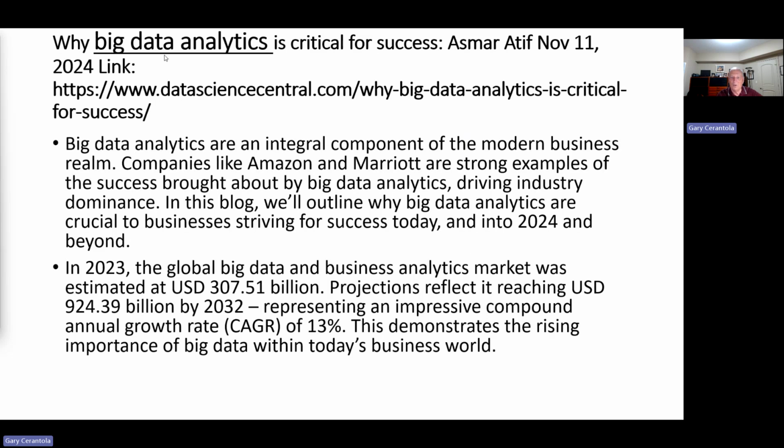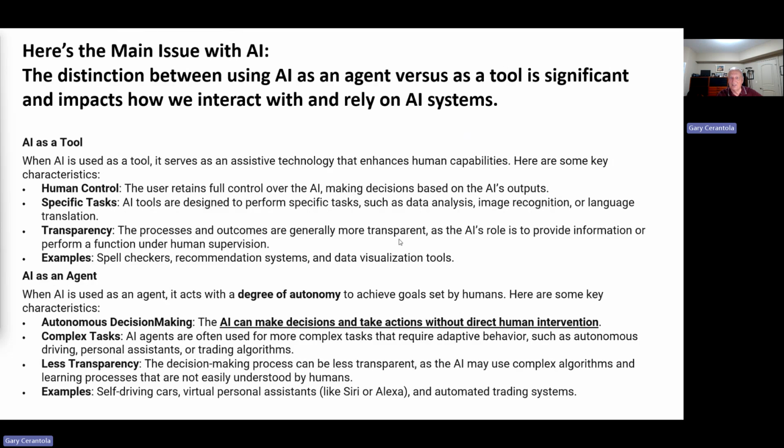So here's the thing about big data analytics. Why is it so much of a concern? You can see the growth statistics in this article, and the distinction between using AI as an agent versus a tool is totally significant, and you better understand this piece, all right?